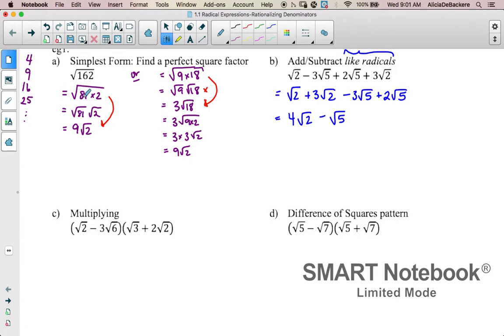Now we looked at multiplication here, how you can separate, and of course we could go backwards with this. So if I had root 81 times root 2, I can put that together under one root and say that that's the same as root 162.